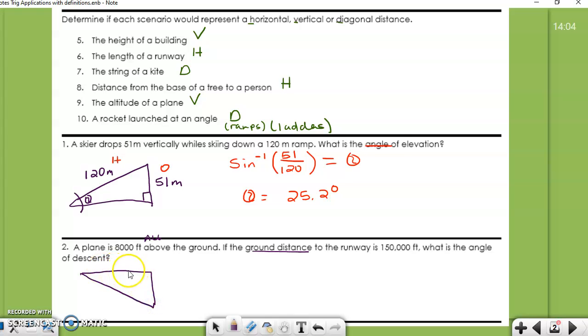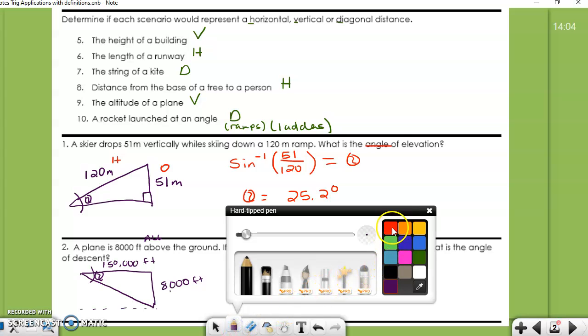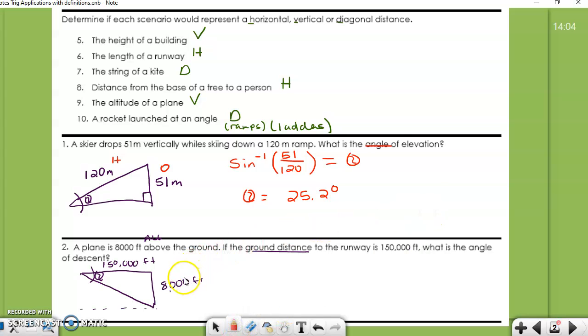This right here is my ground distance because it would be the same down here. So here's my plane, and I've got 150,000 ground distance. I'm 8,000 feet high. But I want the angle of descent, so I'm going to be looking down. Makes this my theta. So when I've got my picture drawn, now I can label.